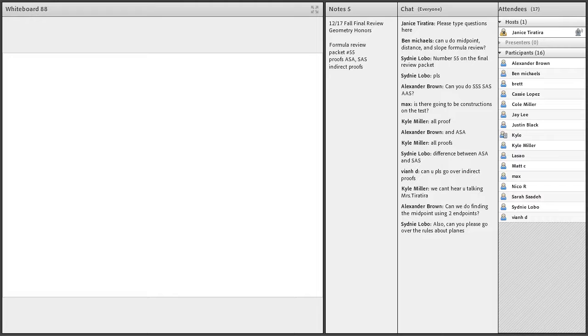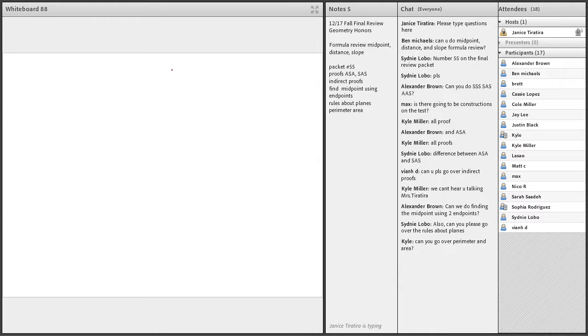So can we find midpoint using two endpoints? Yes. Find midpoint using endpoints. So if you're just joining us now, all I went over were the three formulas: midpoint, distance, and slope. So that's all I did so far. Perimeter, area, yep. Rules about planes, perimeter, area.